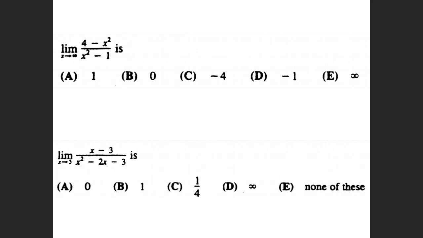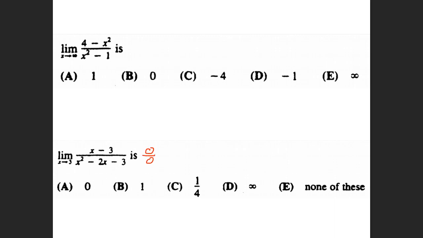Second problem, it says, what is the limit as x approaches 3 of x minus 3 over x squared minus 2x minus 3? Okay, what is my answer? 0? That was pretty quick. Let me check. I don't think it's 0. I could be wrong. But in this problem, x approaches 3. So if I put the 3 back in, guess what happens? I end up with 0 over 0.